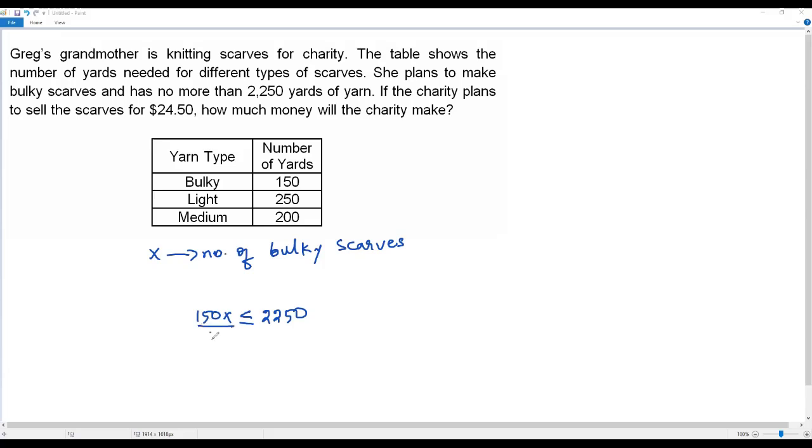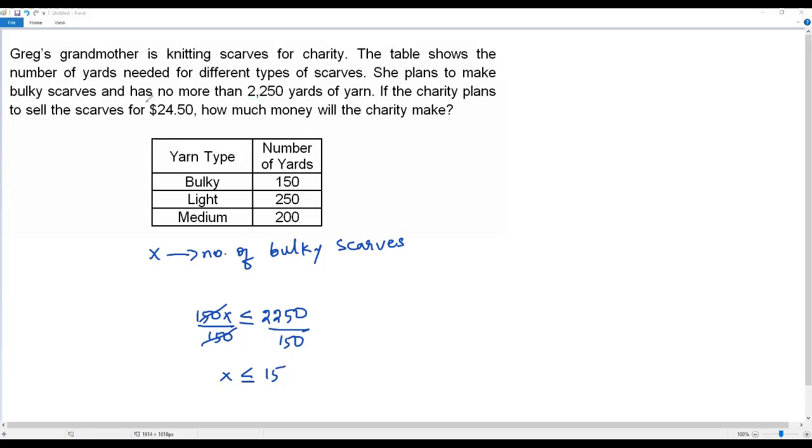For that, we have to divide both sides by 150. When you divide both sides by 150, the 150 and 150 cancel out. x is less than or equal to, when I divide 2,250 by 150, I'm getting 15. So using these 2,250 yards, she'll be able to make a maximum of 15 bulky scarves. So she cannot make more than 15 bulky scarves. She can make a maximum of 15 bulky scarves.